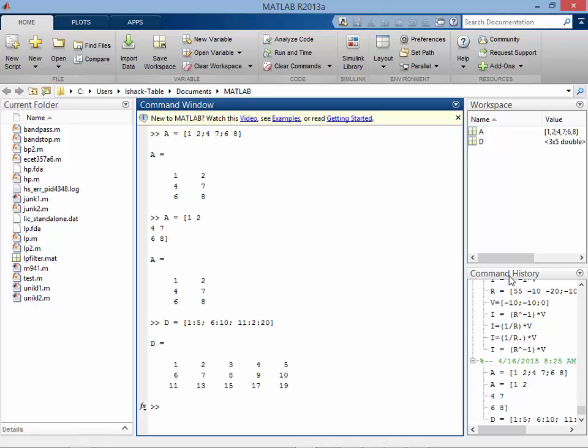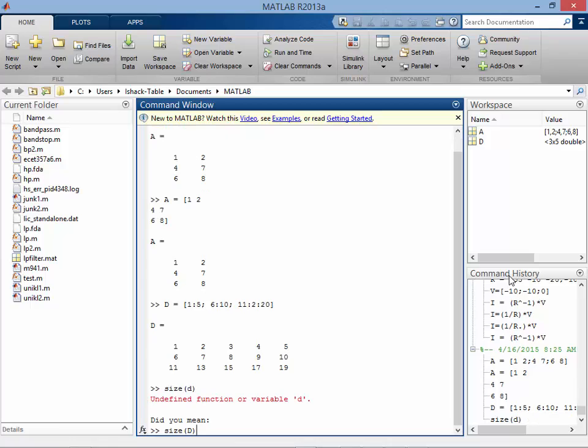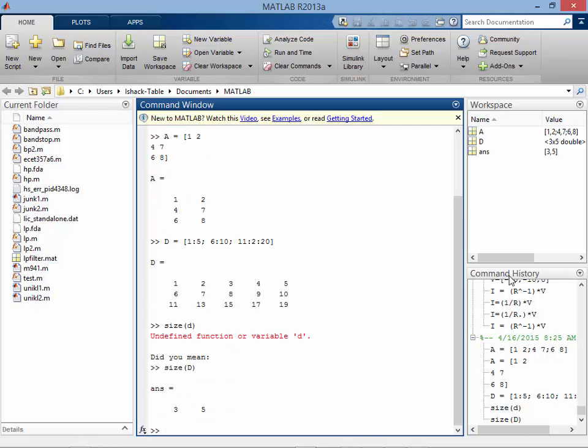But getting back to our discussion here, these are 2-dimensional arrays. We can look at the size of an array. I can say size(D) right there, and this is case sensitive. So that tells me it has 3 rows and 5 columns. That's all that says. So I can look at the size.